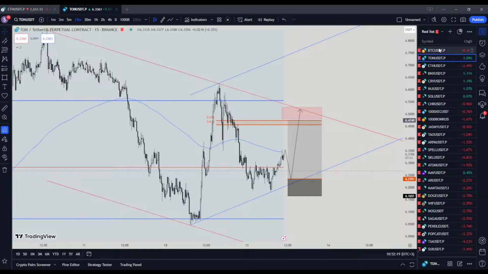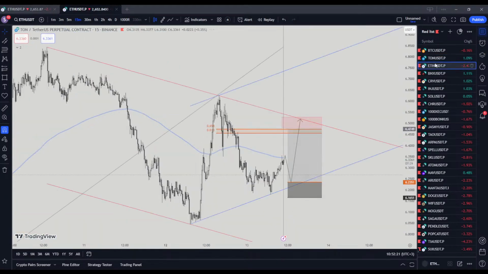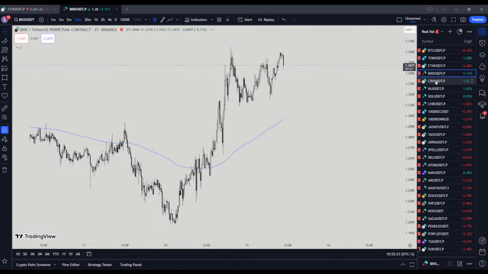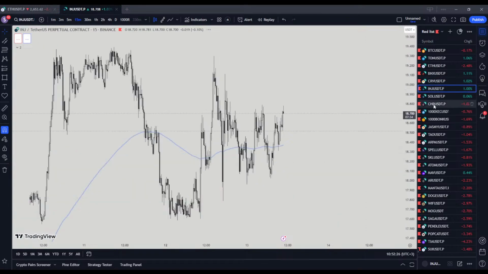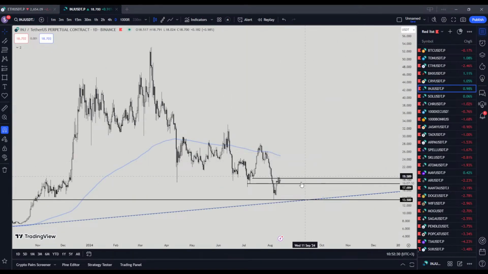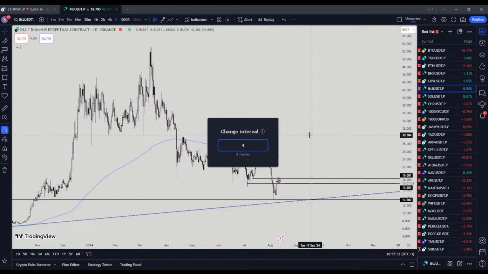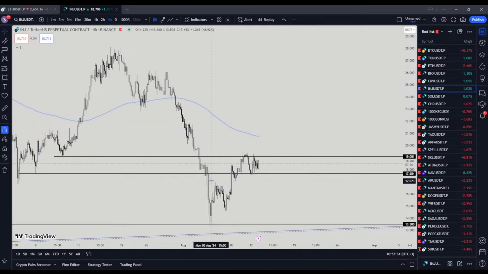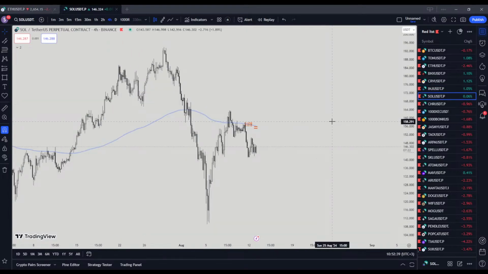Okay, so Bitcoin we have a setup, Ton I have a setup, Ethereum I have a setup. Let's search more. Only have an FVG here. I would not take any setup before we dump on this one.